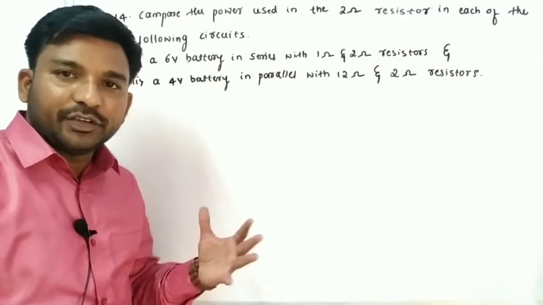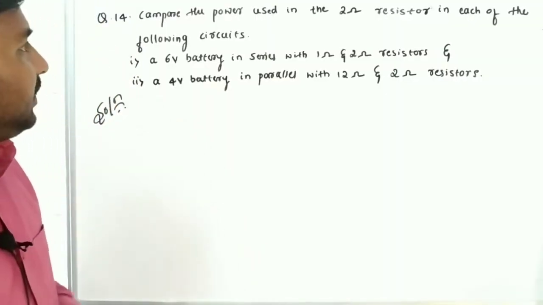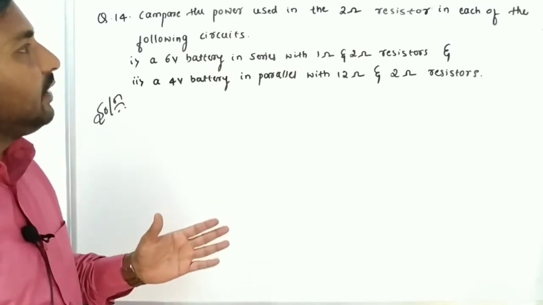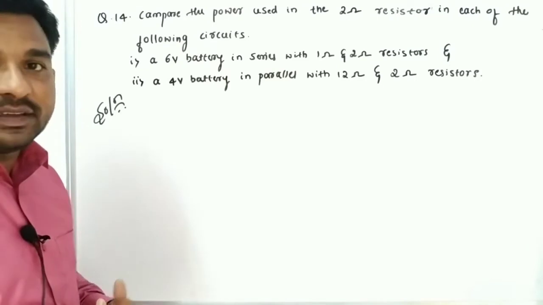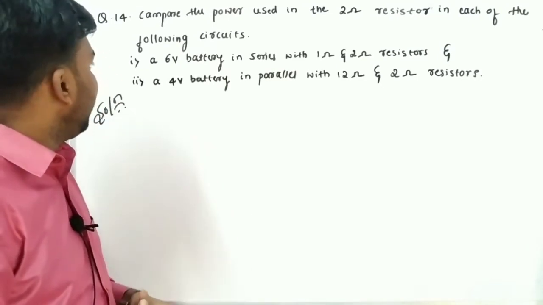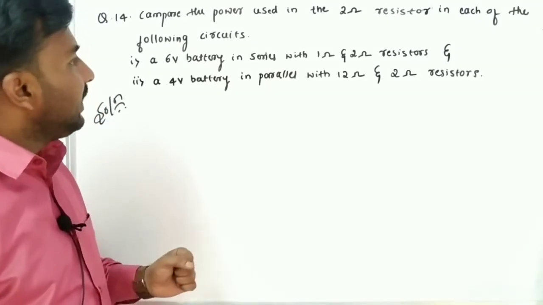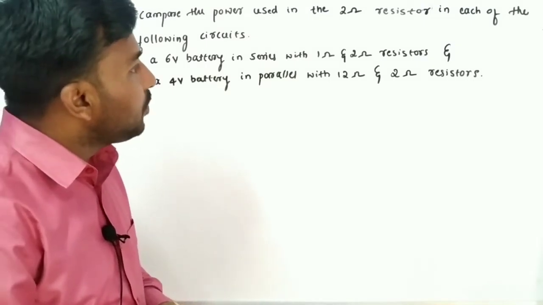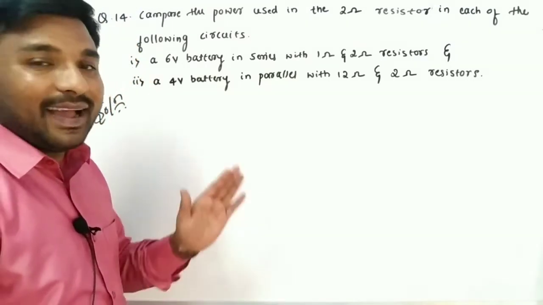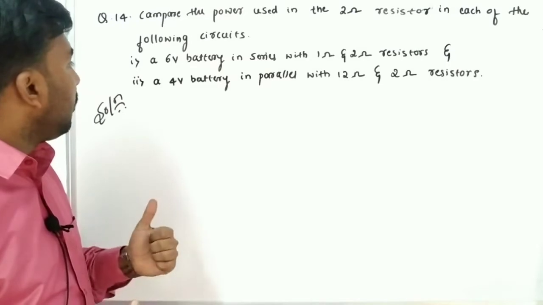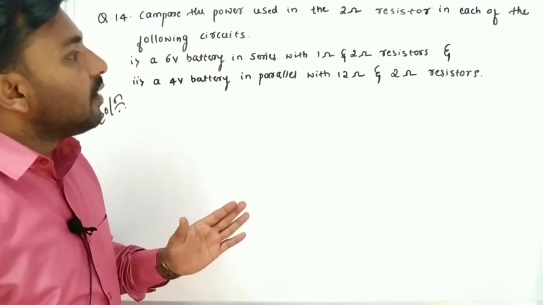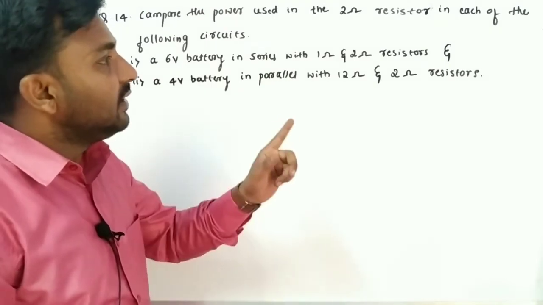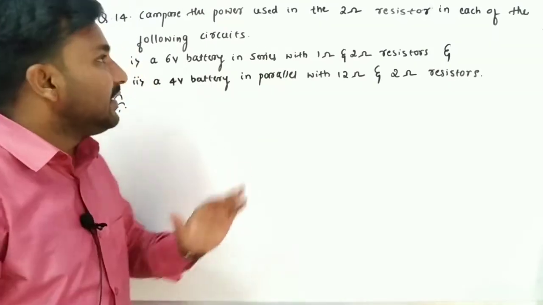The next question, question number 14. Compare the power used in the 2 ohm resistor in each of the following circuits. So first one, we have a 6 volt battery in series with the 1 ohm and 2 ohm resistor, and second one we have a 4 volt battery in parallel with the 12 ohm resistor and 2 ohm resistors. Okay, so this is the question.